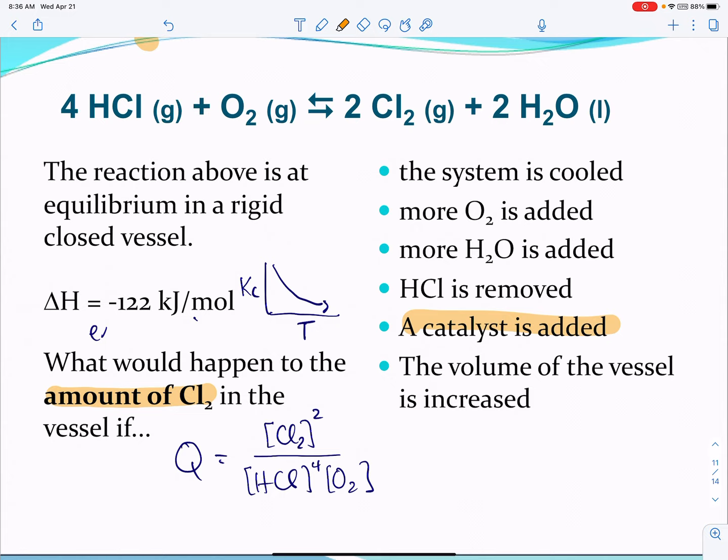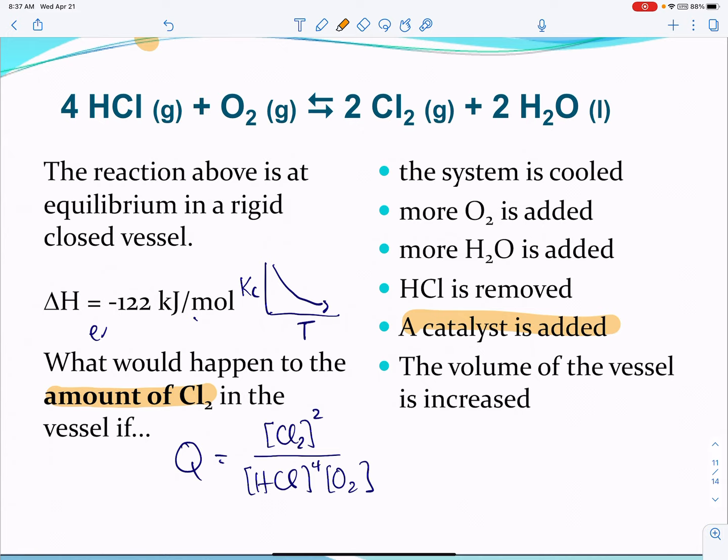Well, the catalyst doesn't affect the concentrations of any of the things that are in Q. It doesn't change any of those concentrations, so Q is unchanged. And the catalyst doesn't affect Kc because only temperature affects Kc, so Kc is unchanged. So if Q is unchanged and Kc is also unchanged, Q and Kc are still equal and no shift will occur, so nothing happens to chlorine. That would be a complete answer.